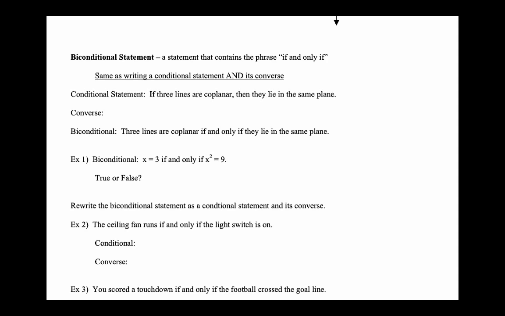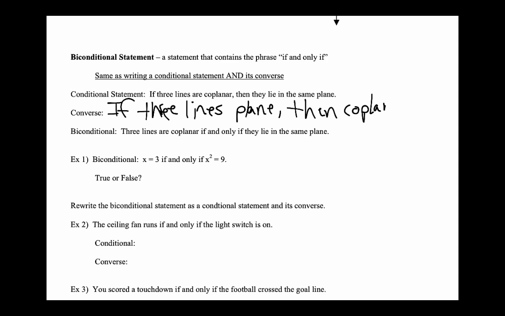For example, if I start with a conditional statement that says, if three lines are coplanar, then they lie in the same plane. The converse of that would be, if three lines lie in the same plane, then they are coplanar. The biconditional statement of that is going to take both of those phrases and put it together using the phrase "if and only if." So if you ever see that phrase, you're actually talking about the conditional statement and the converse rolled into one. So the biconditional would say three lines are coplanar if and only if they lie in the same plane.